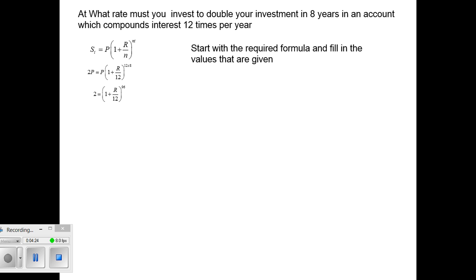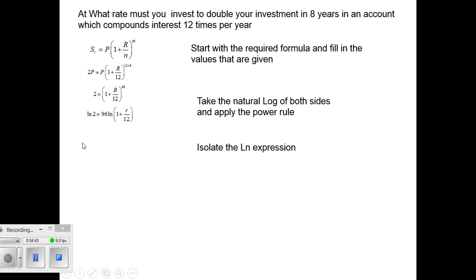Some might say, why don't you take the 96th root of 2? Well, I guess we could take the 96th root of both sides. Obviously we're going to need calculators for this. Or we can take the log of both sides. So let's see what happens. Taking the log of both sides, we get the log of 2 equals the log of this quantity, but then we invoke the power rule: 96 ln of (1 plus the rate over 12). Again, we've got to solve for the rate, so we're going to divide both sides by 96.